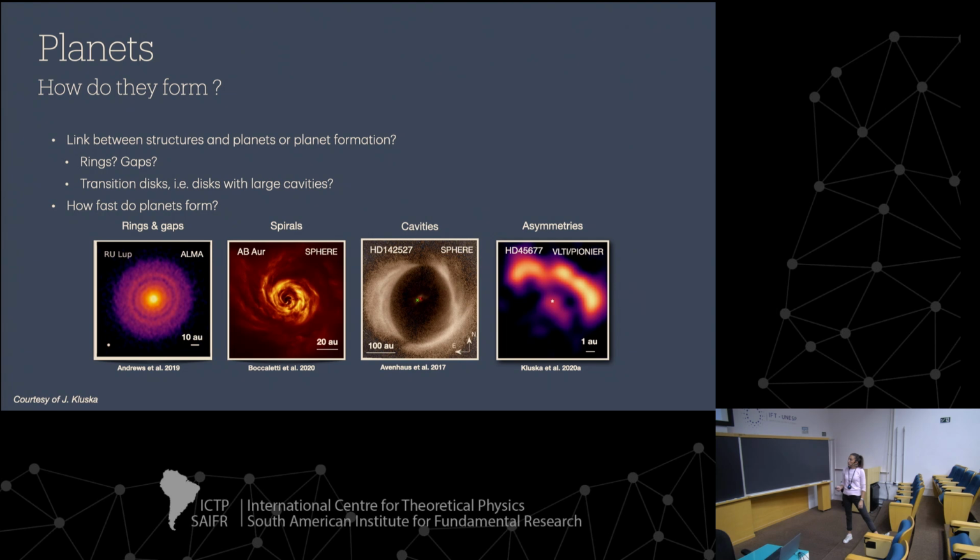If you observe all of the different types of disks with the different instruments, you might have your ALMA, SPHERE again, and VLTI. You see that there are structures. Here you have rings and gaps, and here you have spiral structures. Or sometimes you find a big cavity in the middle, where you can see there's a binary, and a structure on the outside, or asymmetries. Of course it depends on the inclination of the system towards the observer direction, like with galaxies, where you might see different kinds of structures. But sometimes they are quite weird, right? You don't expect to see something like that.